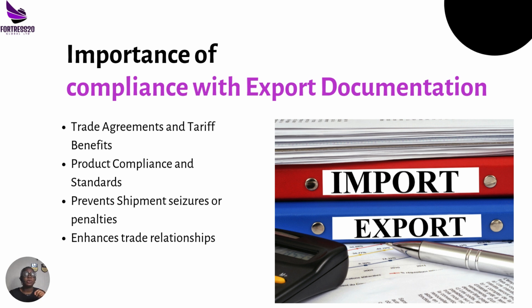Number seven, product compliance and standards. Certain goods require specific certifications, e.g., the health, safety, and environmental standards. Documentation like the phytosanitary certificate, the health certificate, the ISO certifications proves that the exported goods comply with these standards.